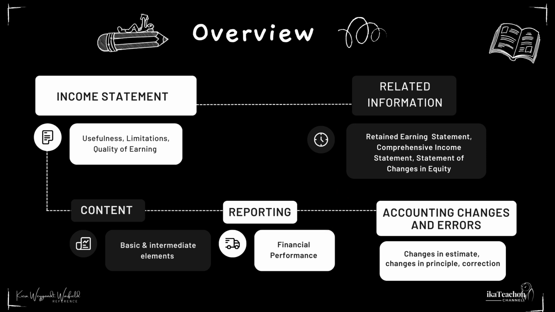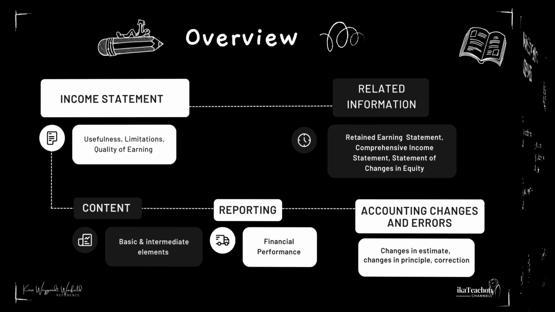In the discussion regarding information related to the income statement, we will discuss the retained earnings statement. We also discuss the comprehensive income statement and the statement of changes in equity. So, if we look here, this related information relates to other financial reports apart from the income statement, which is related to the numbers in the income statement.